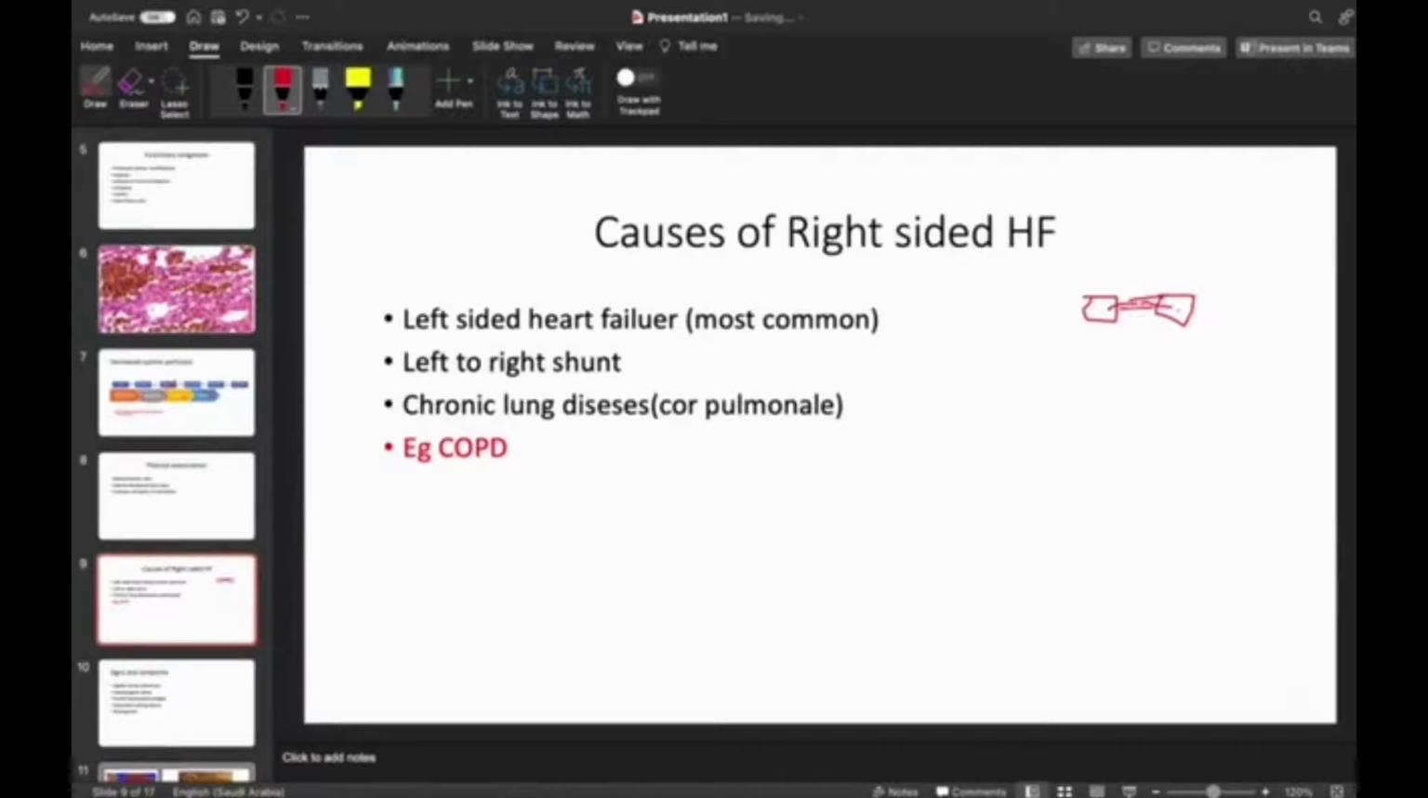Another cause also is left to right shunt. This is the four chambers of the heart, and there is a left to right shunt, for example, caused by VSD. This will lead to an increase in pressure in the right side of the heart. Another example is chronic lung disease, such as COPD. COPD will lead to pulmonary vasoconstriction, so the heart needs extra work to overcome this hypoxia and vasoconstriction. Eventually it will lead to right side heart failure.